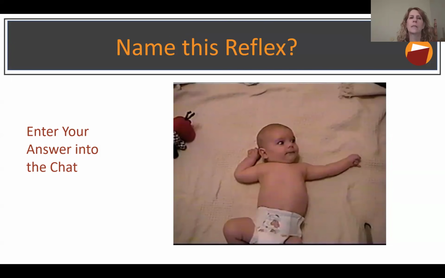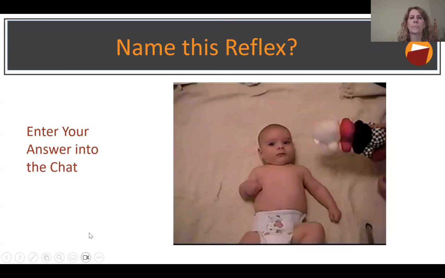A lot of students get symmetrical and asymmetrical tonic neck reflex mixed up. Do you see how this is asymmetrical? The arms are doing two different things. Also, you can't really see his legs very well, but a lot of times the legs will come into it as well. You can see the right leg is flexing and it looks like the left leg is extending. The leg will come into it as well.